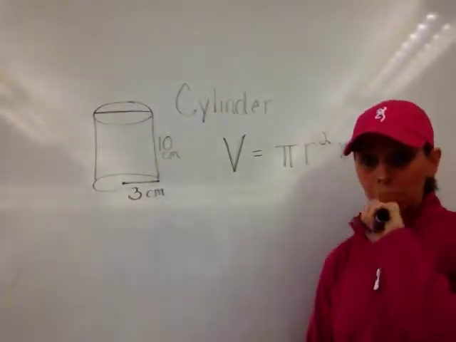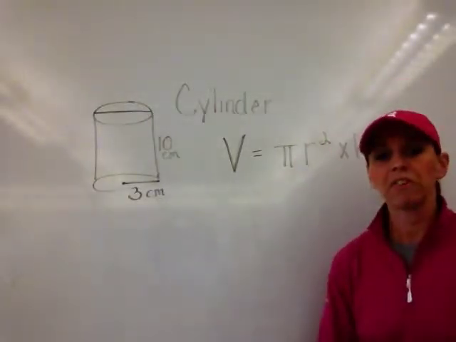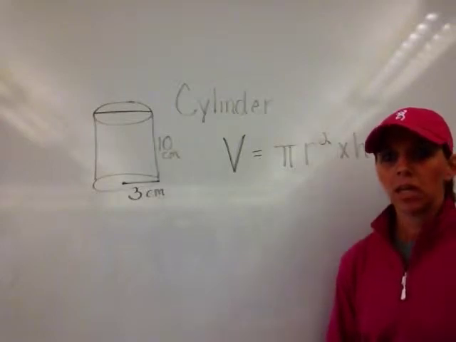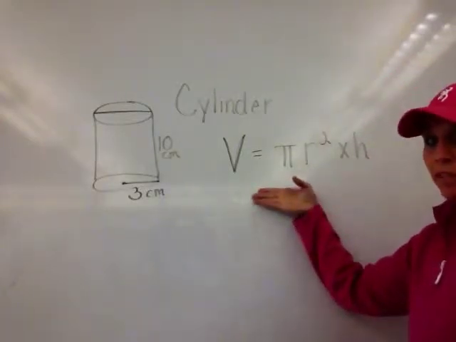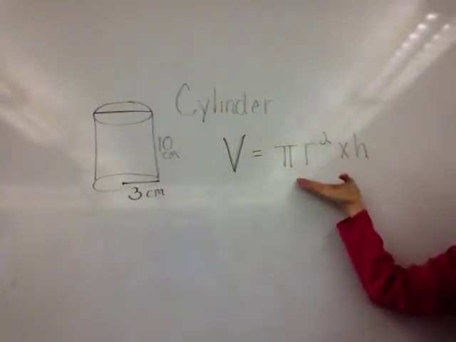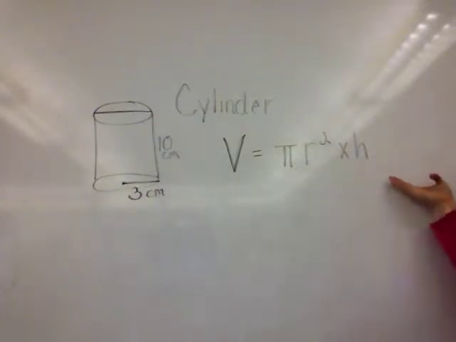Graders, what you need to be able to do in 8th grade is find the volume of a cylinder, a cone, and a sphere. So we're going to start with the cylinder. The formula for a cylinder is V equals pi r squared times the height.